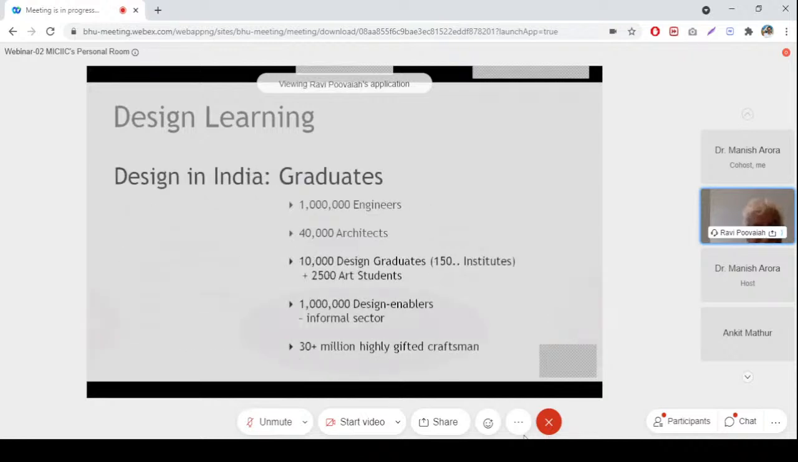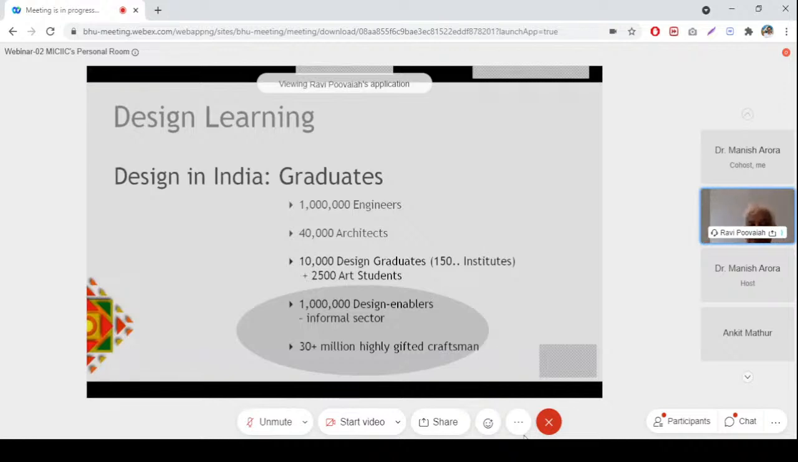If you look at the bigger picture, India produces almost 1 million engineers every year, and 40 to 50,000 architects. Design is quite small compared to that: 10,000 design graduates out of 150 institutes. Of course, the art schools are still there, and they produce around 2,500 art students.